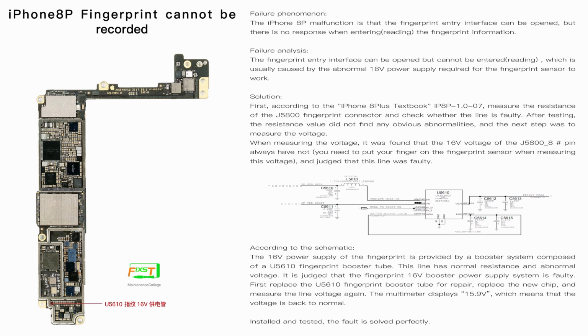So we look at the schematic. You can find that the 16 voltage power supply of the fingerprint is provided by the booster system. The booster system includes the booster IC, booster inductor, and booster capacitor. We have talked about this before. And following the steps we have taught, first we need to remove and change the fingerprint booster IC. After we change it, the voltage becomes normal. It means that this line has become normal. So we install and test.